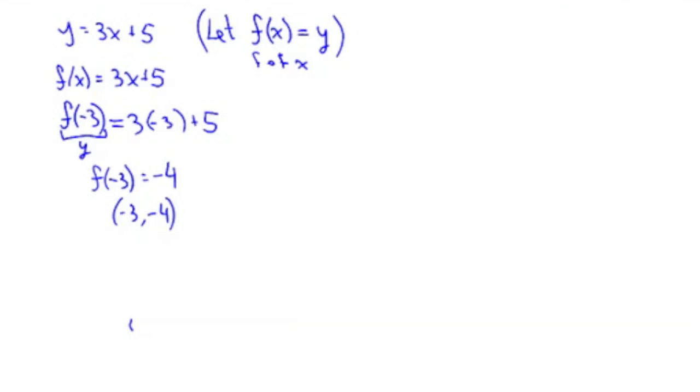Reasonable? Get used to it, because it gets worse. And the better you use these parentheses, the easier this stuff gets. So for instance, if I say that g of x is equal to x squared minus 5x plus 1.